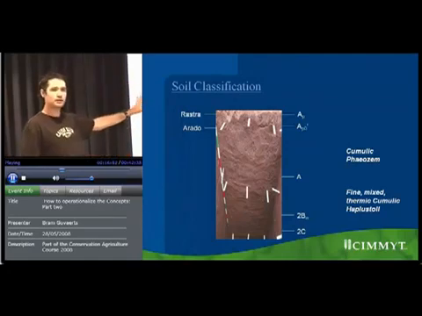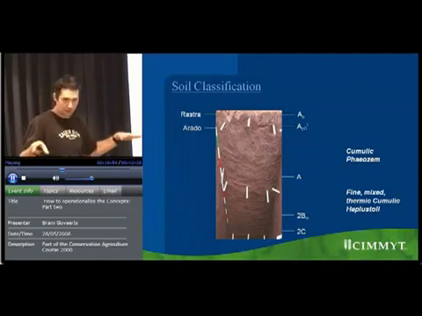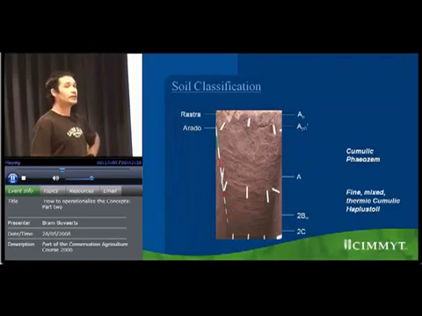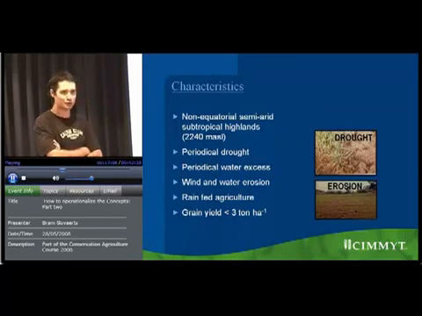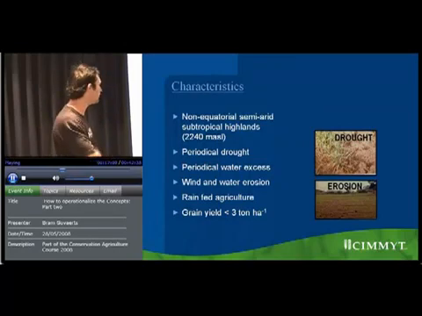Why? Because the soil was formed at the edge of a lake where there was lots of biological activity. What are the characteristics of this area? We are talking about the non-equatorial, semi-arid, subtropical highlands, 2,240 meters above sea level.